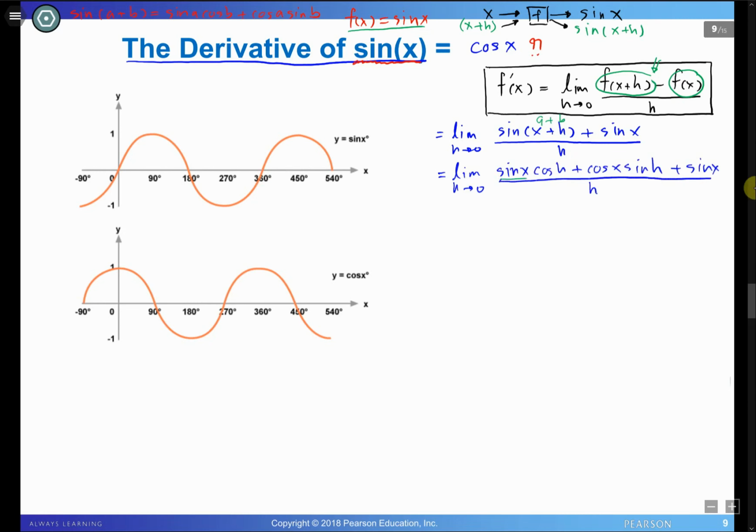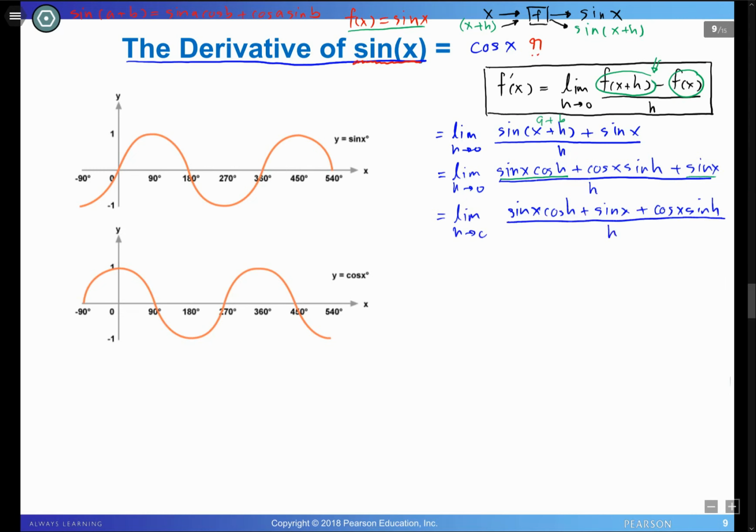Now, the next thing I'm going to do is to group these two together. This one and this one, because I see a common term of sine of x. So I'm going to group them together in the next line. Equal to limit of h goes to 0 once again. Now first term, sine of x cosine h plus sine of x together, group them together, plus last term cosine of x sine of h. Divide this, same term, h.